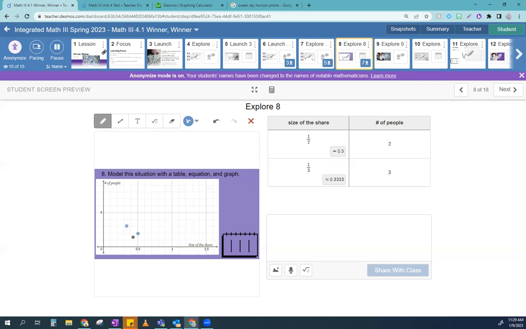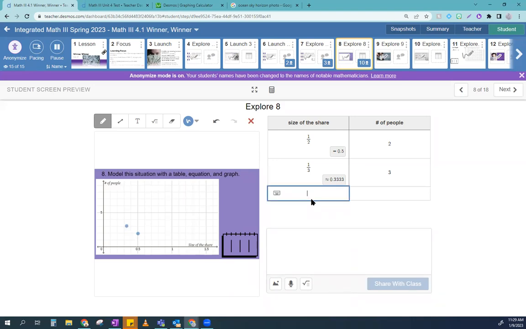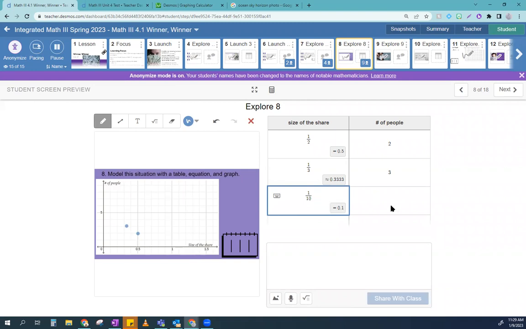Good. Right. And then if we continued, if I wanted it to be a 10th of the share, then it would be 10 people, yeah. Which looks really weird. It's like all the way up here, maybe. So do you all see this curve happening here? Right. Very good. Very, very good.